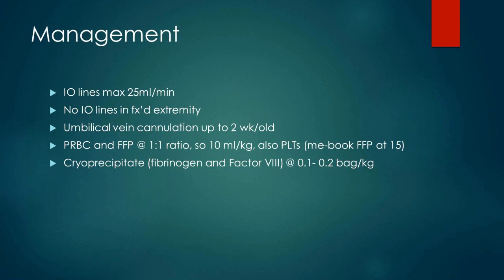You want to make sure that you're giving your blood products at a 1-to-1 ratio. So typically your packed red blood cells are given as 10 ml per kilo boluses. So 10 ml per kilo packed red blood cells, 10 ml per kilo FFP, and then making sure that you also give platelets. Cryoprecipitate, want to make sure that you're giving that appropriately. That's dosed at 0.1 to 0.2 bag per kilogram. That's something you would check with your pharmacist on to make sure that it gets dosed right in the moment.